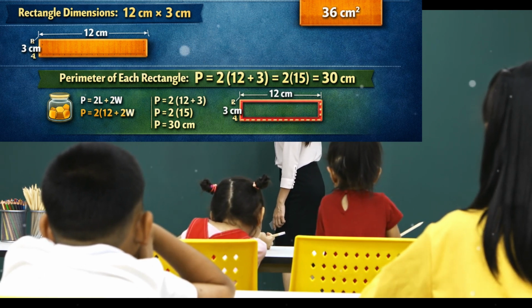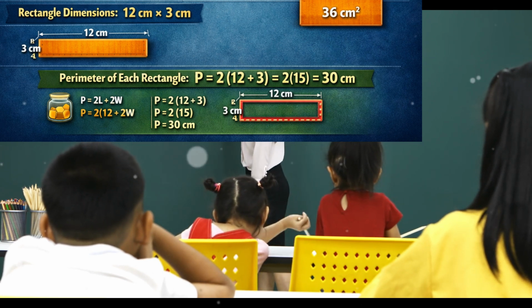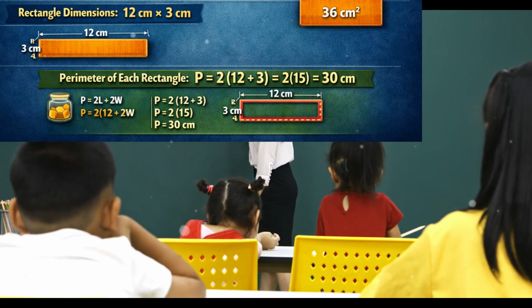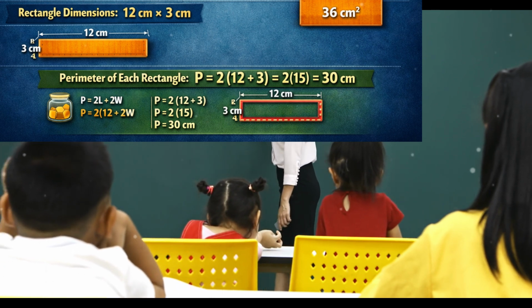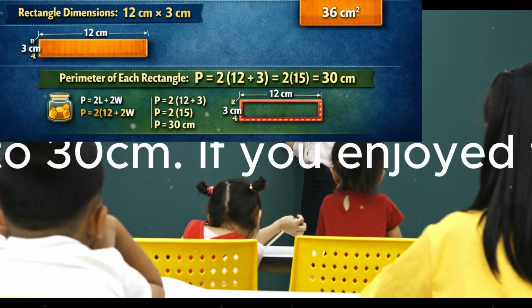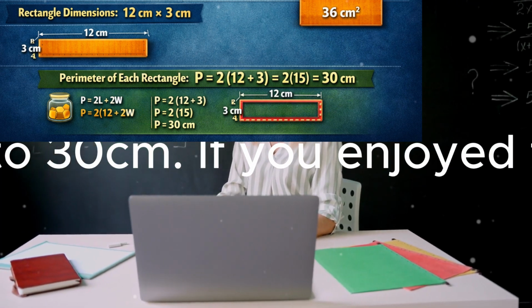The only dimensions that fit inside a 12 by 12 square and multiply to 36 are 12 centimeters times 3 centimeters. So each smaller rectangle is 12 centimeters by 3 centimeters. Perimeter of one rectangle is therefore 12 plus 3, then times 2, equals 30 centimeters.